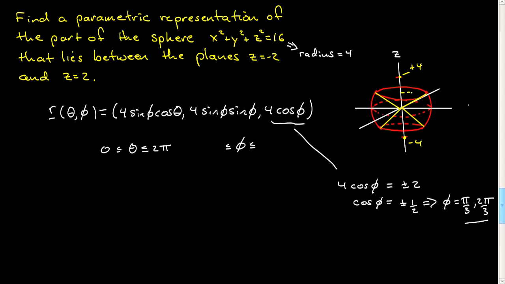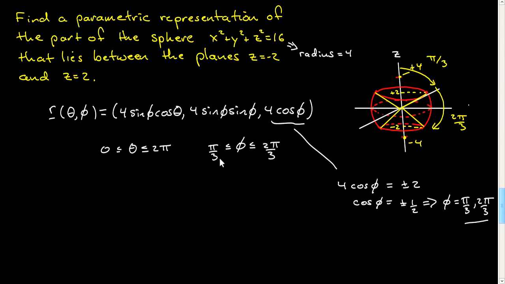This z value is -2. And the corresponding angles are, that angle is pi on 3, and then this angle is 2 pi on 3. So that's all you have to do then. And that then is your parameterization of this surface. All right, so again, it's just a subset of the sphere of radius 4.